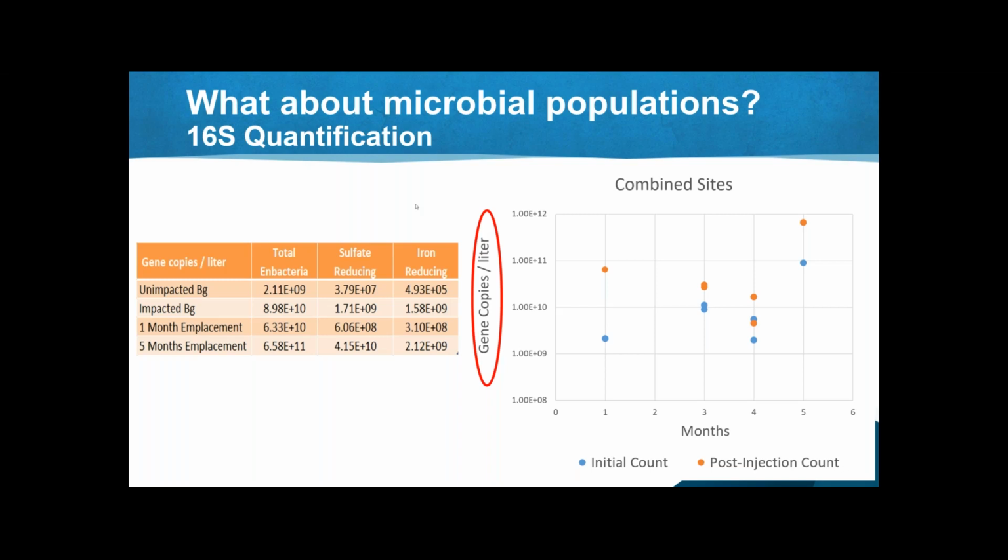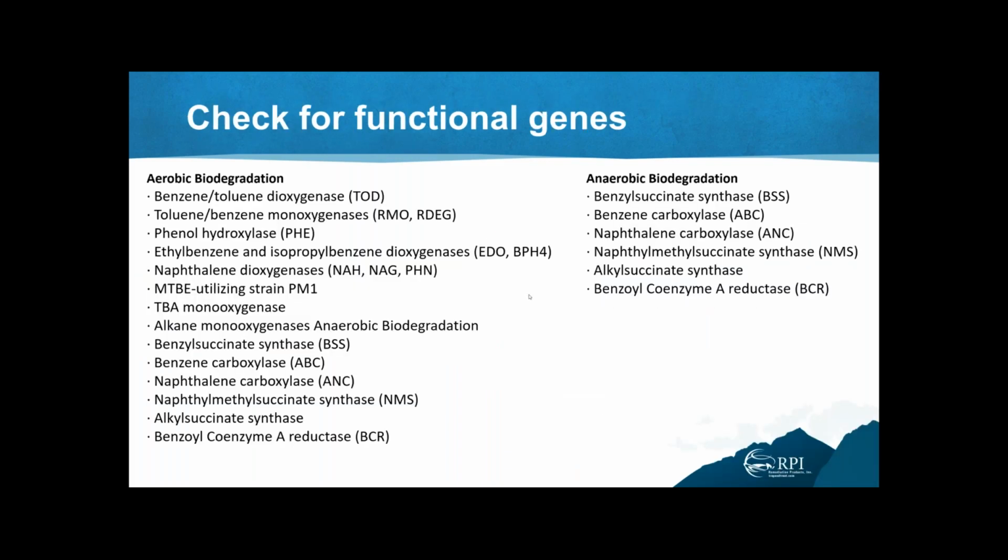But look at 5 months post-emplacement. We're clearly tenfold higher than the impacted area had been before. In most cases, the iron reducing is kind of holding its own. And you can see that on the chart with gene copies per liter over time. The initial count is in blue. The post-injection count is in orange. So in response to the BOS 200 injection, we are seeing higher microbial counts.